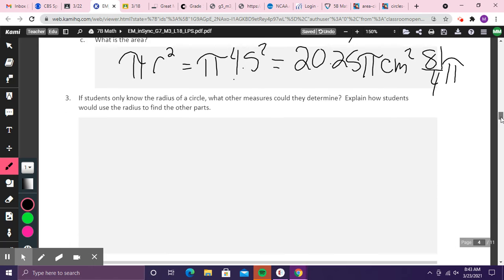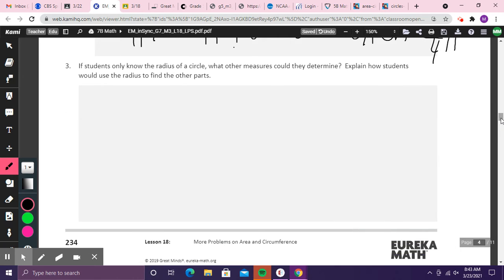Okay. These are probably going to be a lot like your homework. That's why we're going over these. If students only know the radius of the circle, what other measures could they determine? So I give you the radius. What could you figure out? Zoe? You could figure out the diameter. What else? Avery? The area. You can find the area.